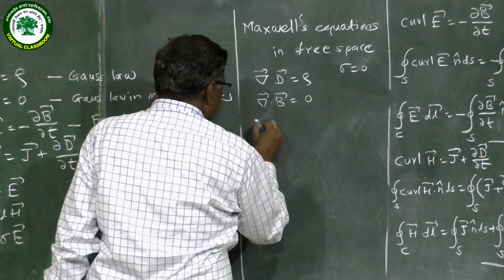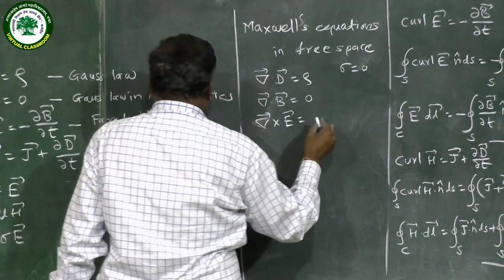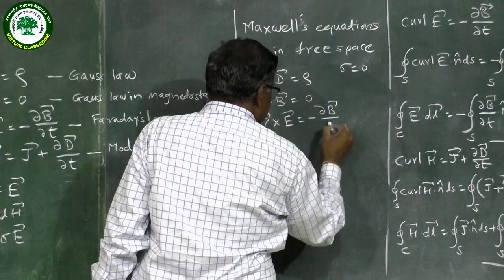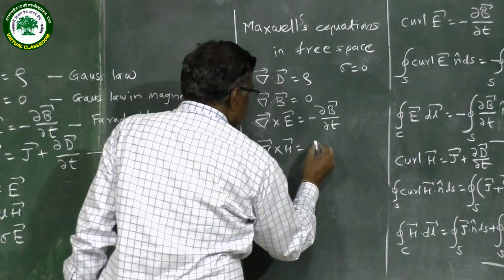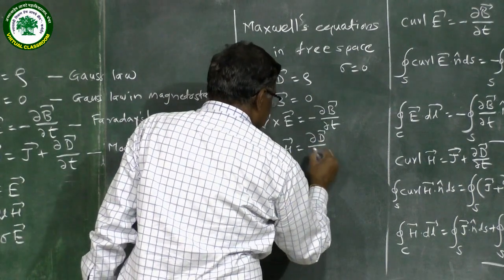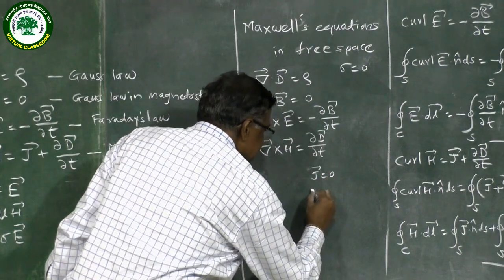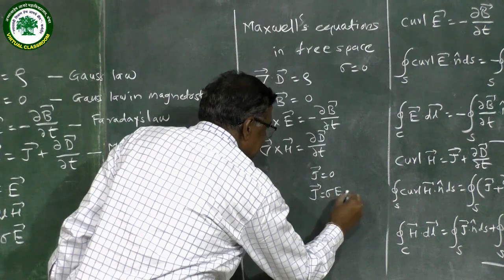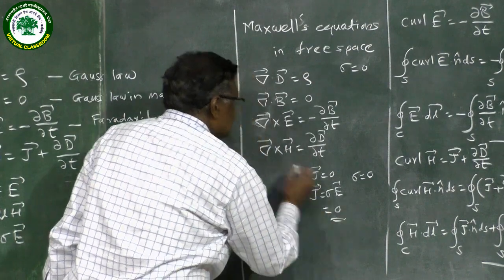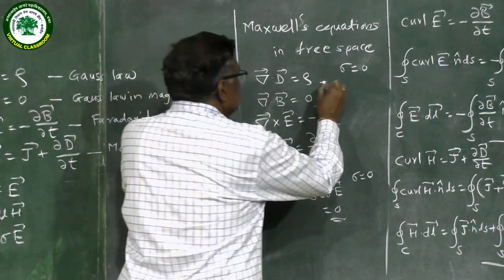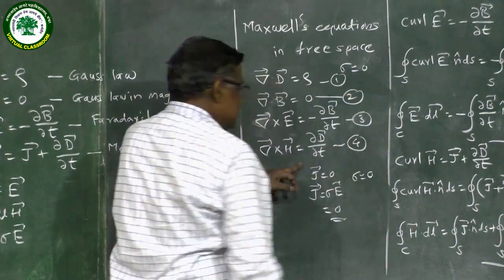The third equation is curl of vector E equal to minus ∂B/∂t, while the fourth equation is curl of vector H equal to ∂D/∂t. Here the value of J becomes equal to 0 because, according to the subsidiary equation, J is equal to sigma E, but the value of sigma is equal to 0 and therefore vector J is equal to 0. So the equation is reduced to this one. So this is the first equation, this is the second, this is the third, and this is the fourth equation.